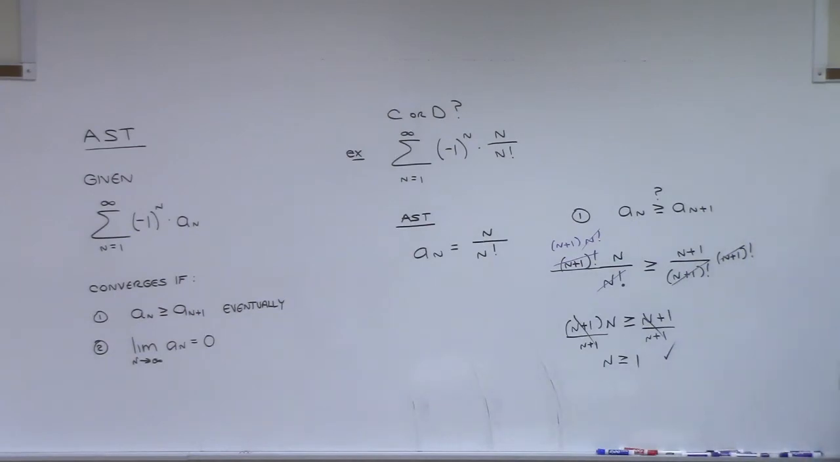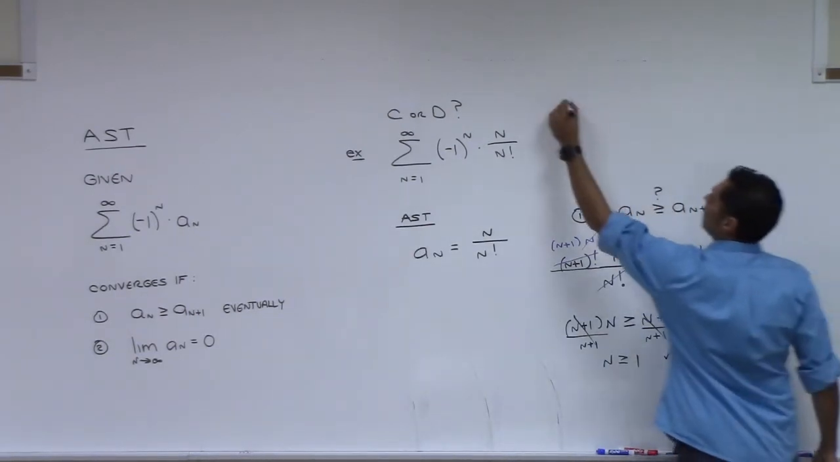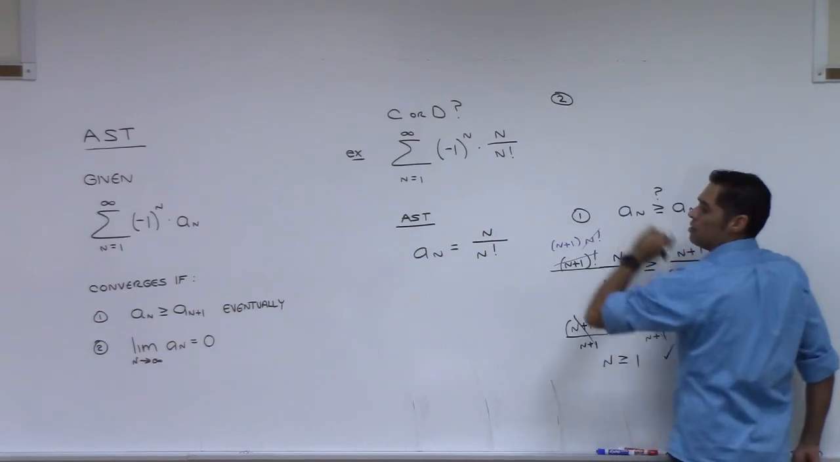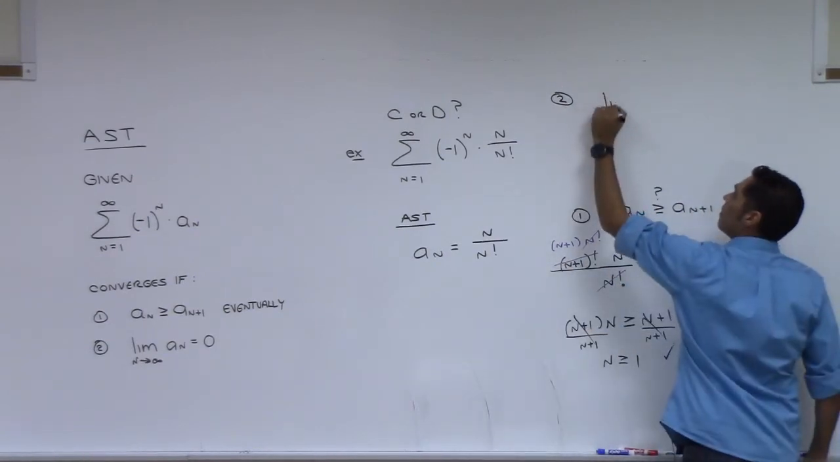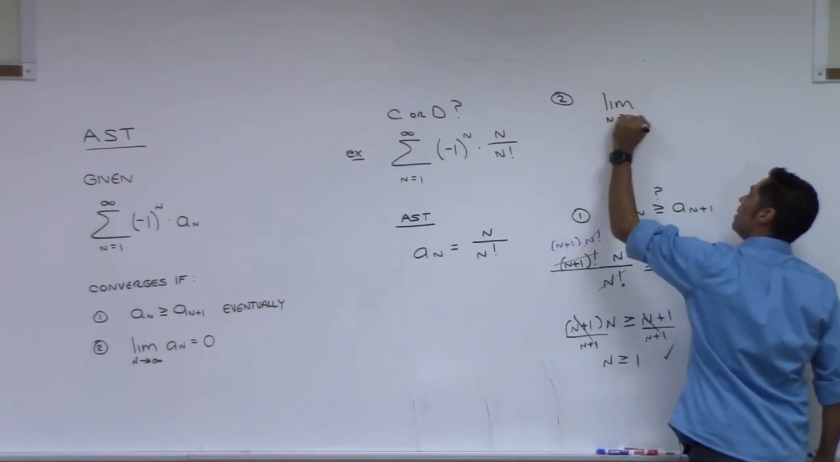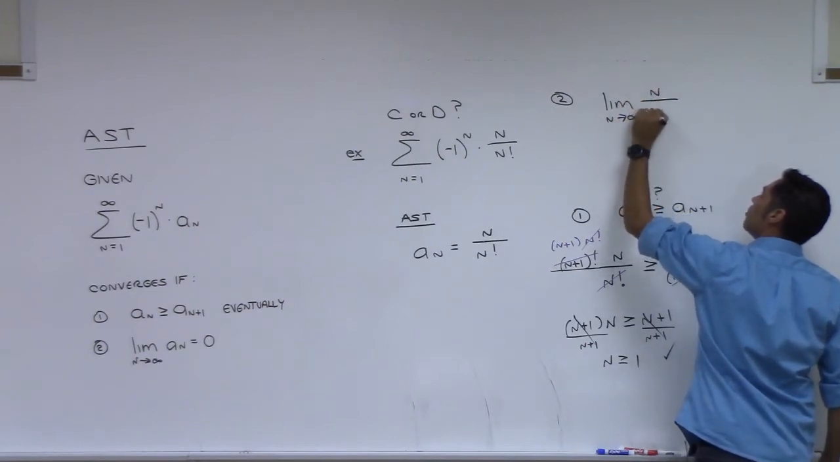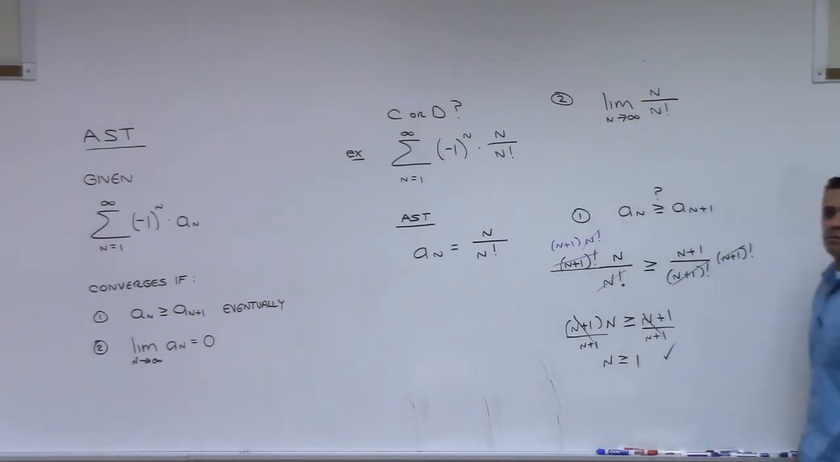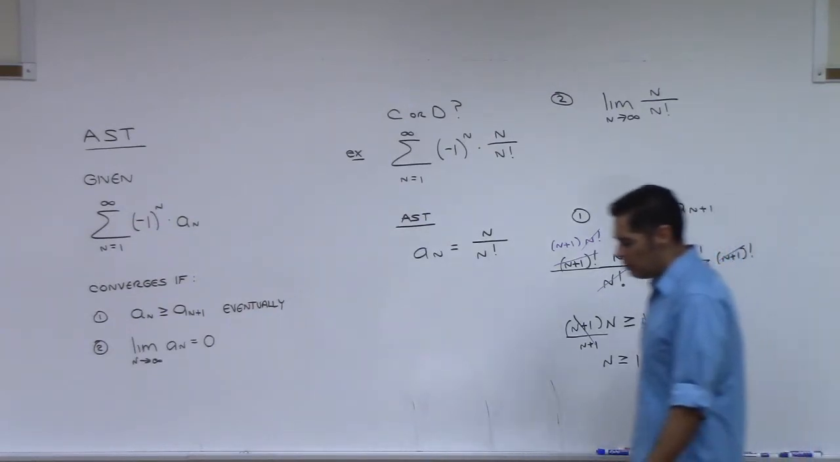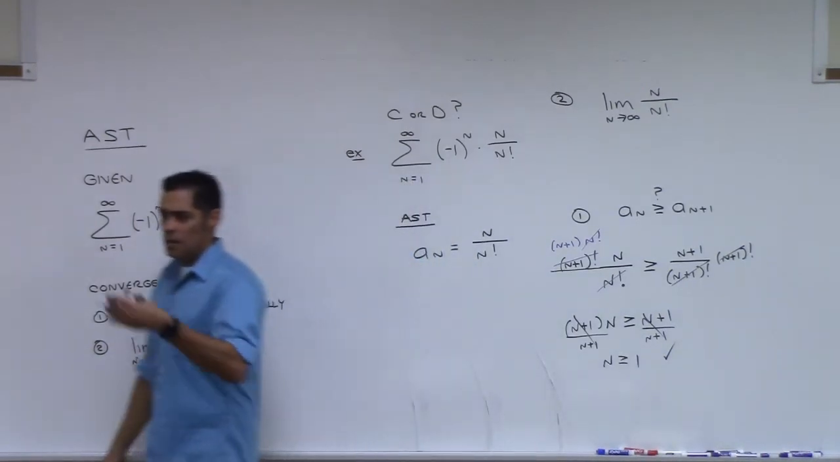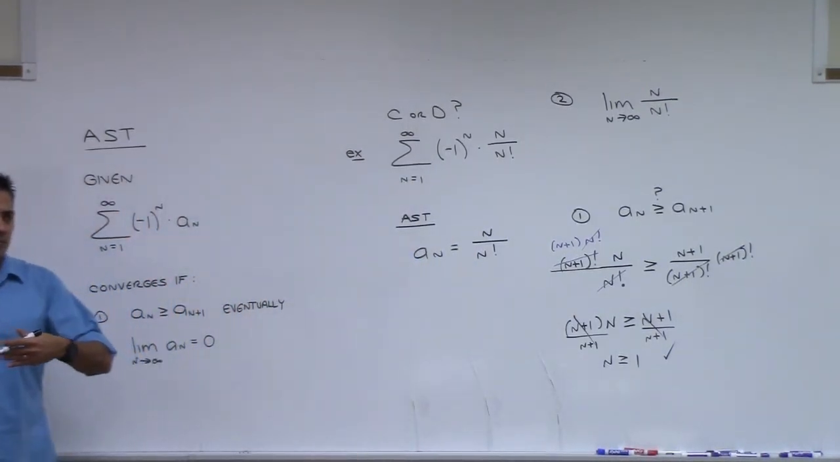Okay, next step. What's the next thing I have to do? I have to show that the limit as n goes to infinity of n over n factorial is 0, right? So let's figure out what this limit is. If you try right now and let n go to infinity, you get infinity over infinity. You cannot use L'Hopital, right?